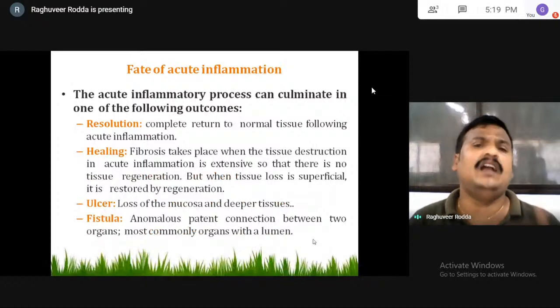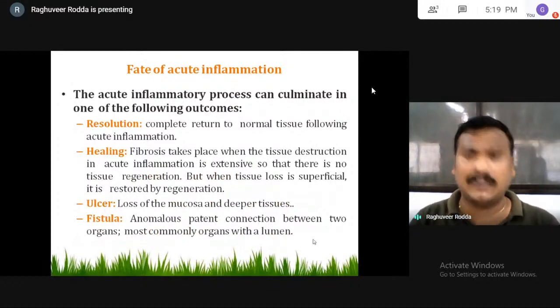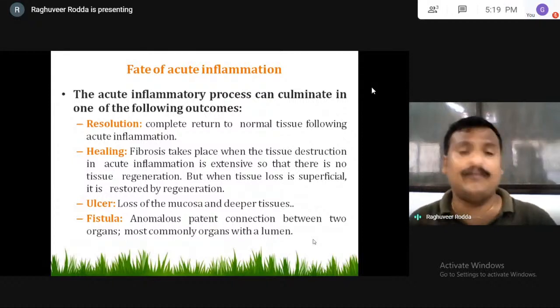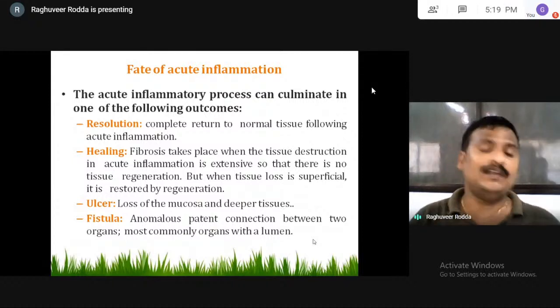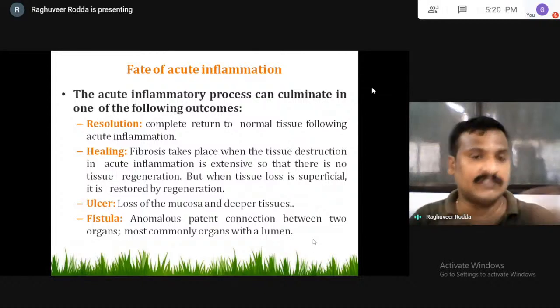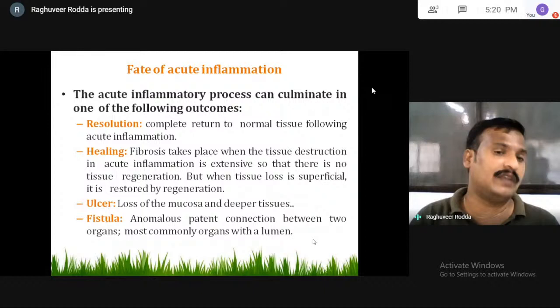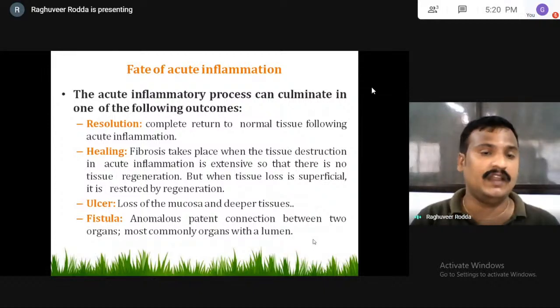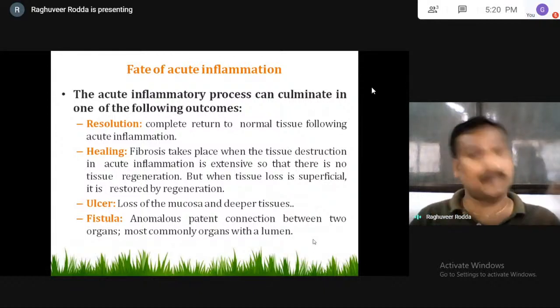Okay, so what does acute inflammation result in? Acute inflammation will move the affected tissue to resolution, the complete return of the tissue to the normal condition, healing. If any damage happened to the cell, that damage will be reconstructed by the process called fibrosis.